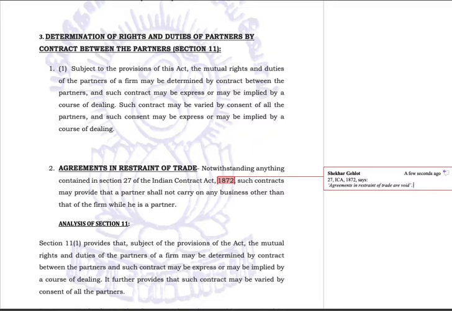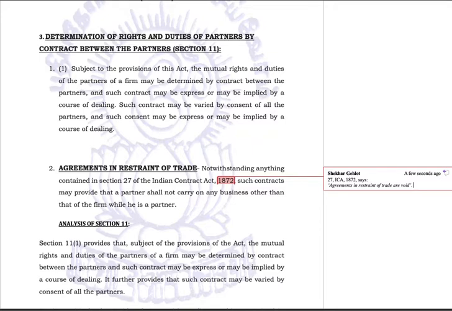So Section 27 of the Indian Contract Act says agreements in restraint of trade are void. That means you cannot have an agreement which restricts a person's ability or right to carry on the trade of his own choice. Everyone is free to carry on the trade of their own choice. Similar is the case with the partner. Partners are free to carry on whatever trade they wish to carry.